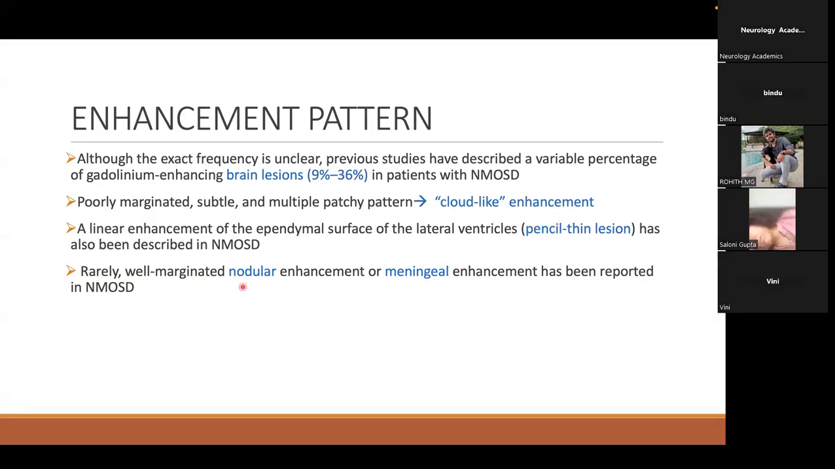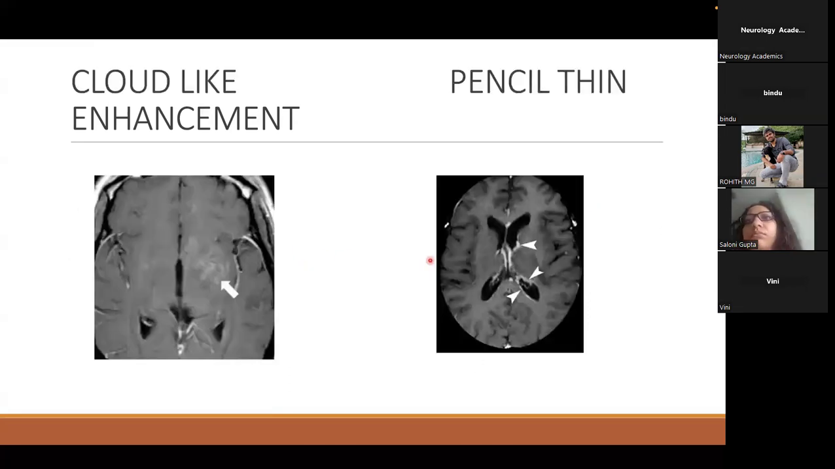And sometimes well-marginated nodular enhancement and meningeal enhancement has also been reported in NMOSD. So here we can see multiple small patchy, poorly demarcated enhancement, which is termed as a cloud-like enhancement pattern in NMOSD. And here we can see along the ventricles, it is enhancing like a pencil thin enhancement.